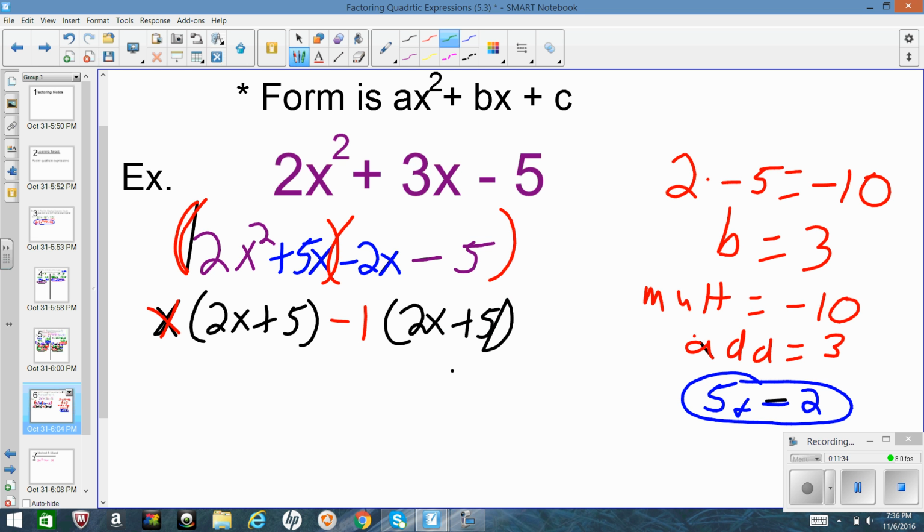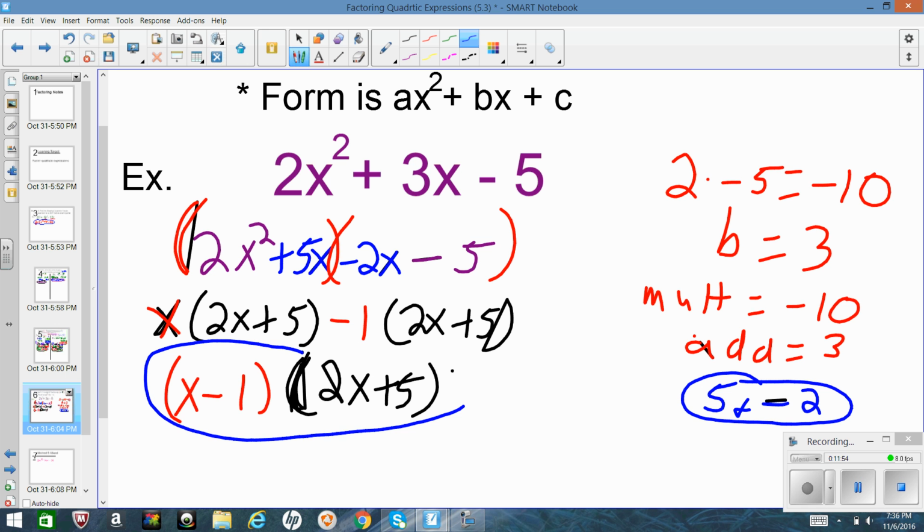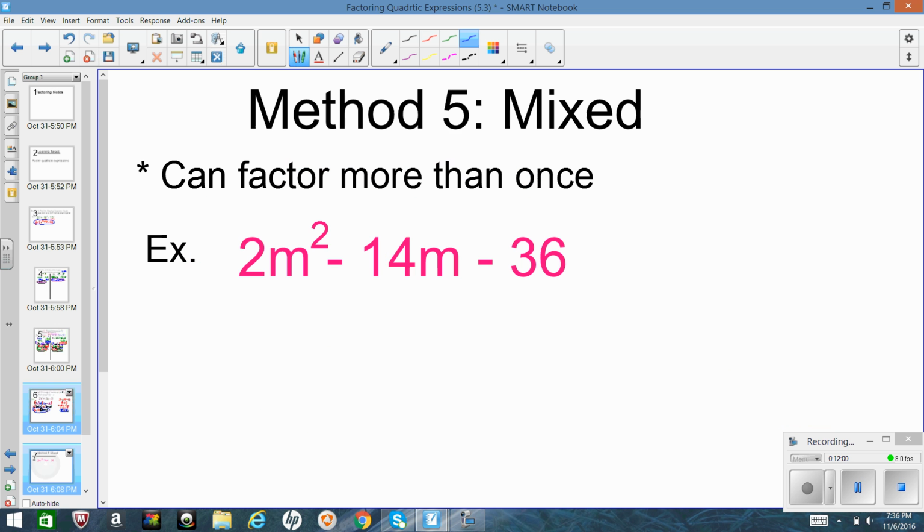So now when I write my final answer, my first term is x minus 1. And my second term is what they have in common, the same term that's in parentheses, which is 2x plus 5. So my final answer, again, is x minus 1 in parentheses, and then parentheses 2x plus 5.